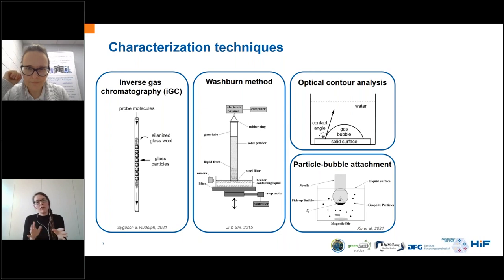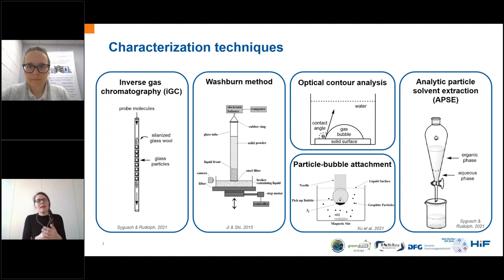But we also did a few studies where more particle properties come into play, let's say, which is a bit more realistic in terms of flotation. So here we have the particle bubble attachment, where we have a syringe, again in this little glass vial filled with water. We have our suspension inside. We create a gas bubble at the end of the syringe. We stir the particles. After some time, we stop the stirring, we let everything settle, and then we analyze the amount of particles that is attached to the gas bubble.